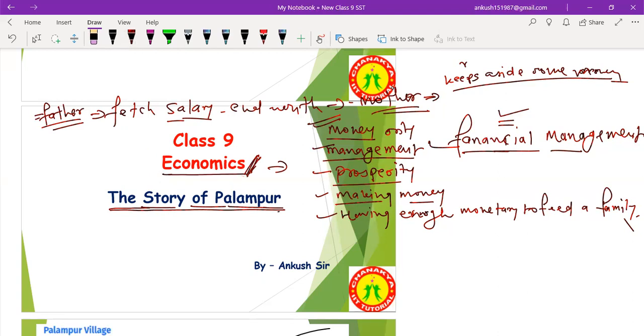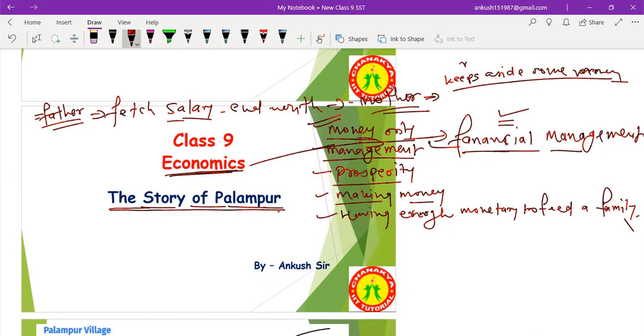Economics is where you are managing everything financially. It does not mean that economics is only financial management. There can be a lot of managements in economics, where money is used, where finance is used, where management is used. Understood? The person who works in the field is also involved in economic activities. Have you got the point?